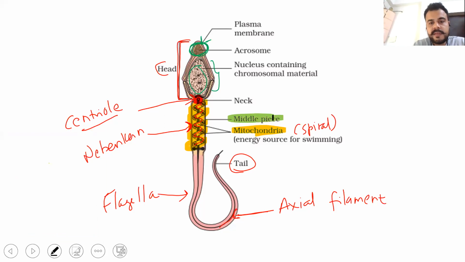The middle piece has mainly this part, the mitochondrial spiral. So usually this is the sperm structure as given in your textbook. Now I will draw and then explain the same thing so you can have a better idea.